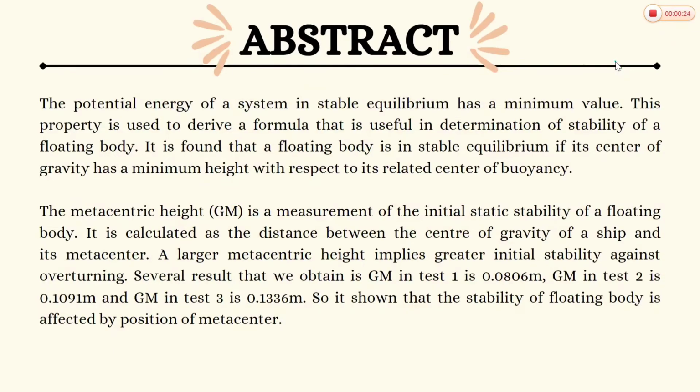So for abstract, the potential energy of a system in stable equilibrium has a minimum value. This property is used to derive a formula that is useful in determination of stability of a floating body. It is found that a floating body is in stable equilibrium if its center of gravity has a minimum height with respect to its related center of buoyancy.